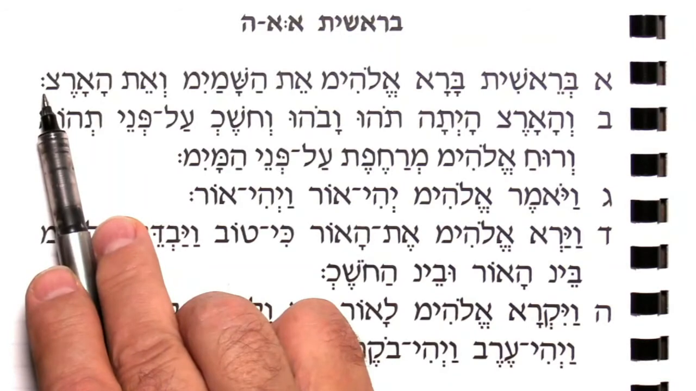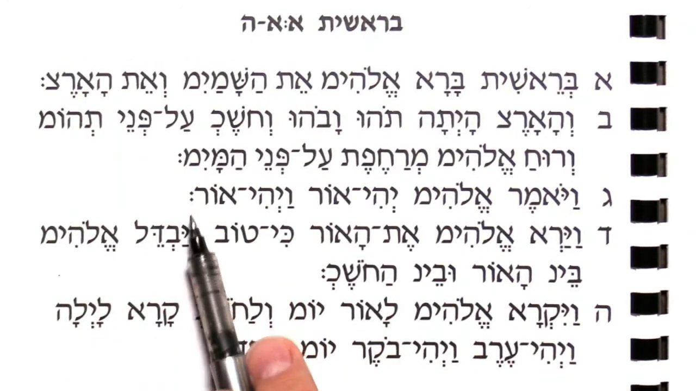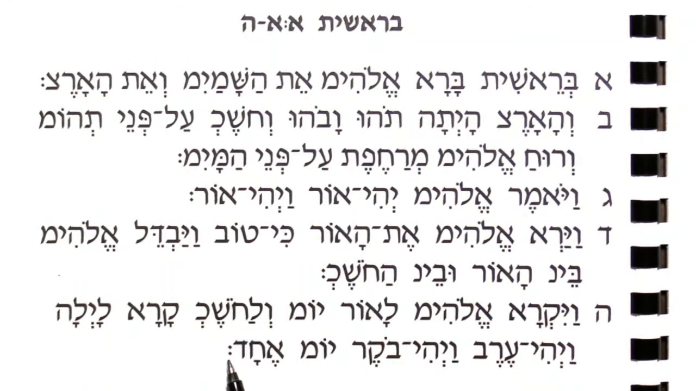It ends with a colon. This is standard practice in Hebrew. The end of a sentence is indicated by a colon. Here, and then verse 5 here.